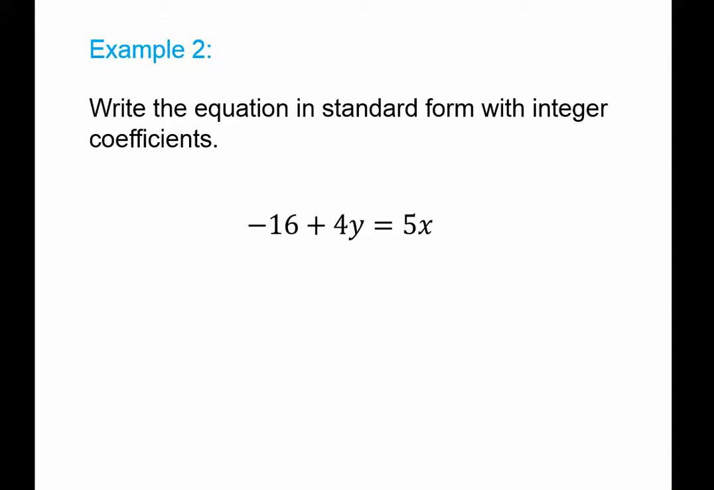Okay, so let's try one on your own. Here's example 2. Write the equation in standard form with integer coefficients, and I've given you negative 16 plus 4y equals 5x. Go ahead and put that in standard form on your own first, and then unpause to check answers and make sure that we're doing it correctly. All right, go ahead and hit pause now.